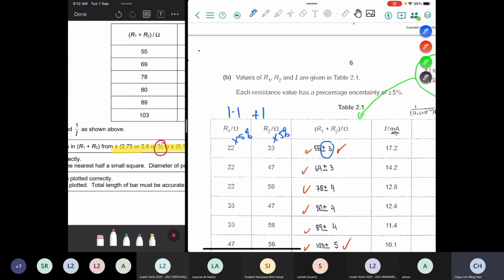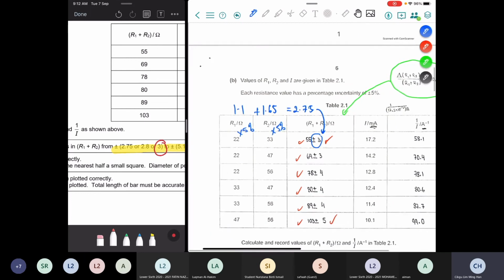1.65. Thank you for everybody here. And then finally you add it up is what? 2.75. Yes. So that's why you get 3 here. Yeah, that's why you get 3 here.